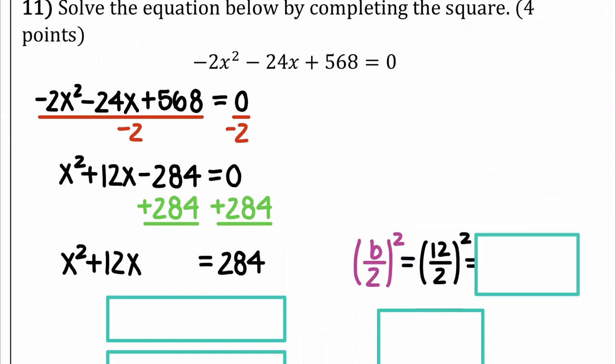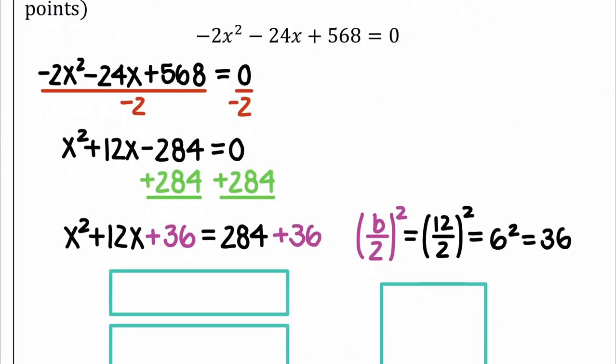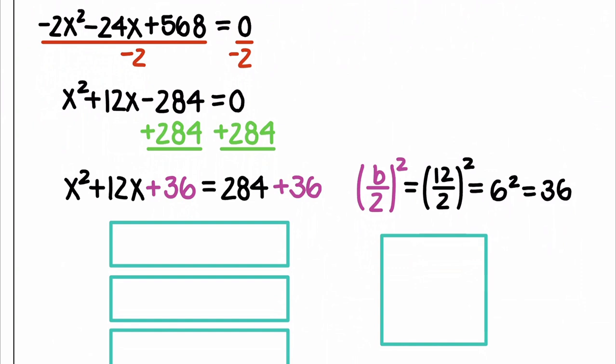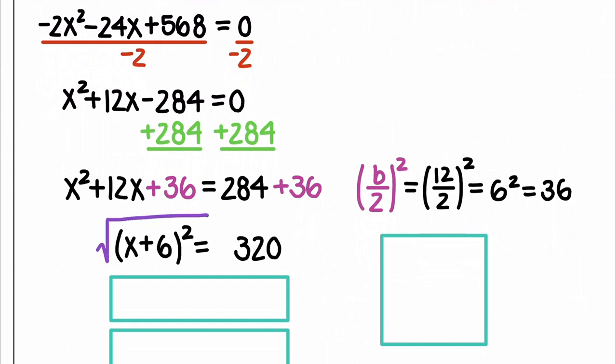So in order to do that, we're going to add b over 2 squared on both sides, which is, in this case, 12 over 2 squared, 6 squared, or in other words, 36. So we're going to add 36 to both sides of the equation to maintain equivalence to the original. And now let's simplify the left side and factor that as x. Oh, whoops, I goofed. It should be x plus 6. Oh, jeez. x plus 6 squared is equal to 248 plus 36, which gives us 320.